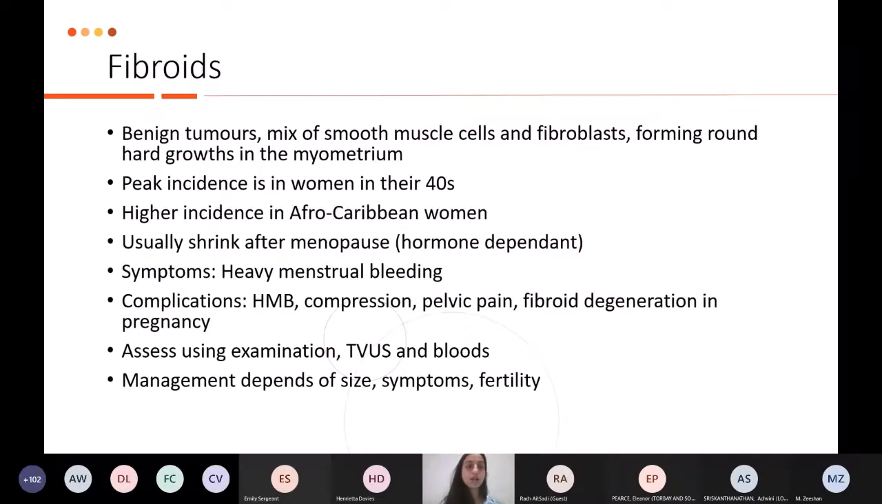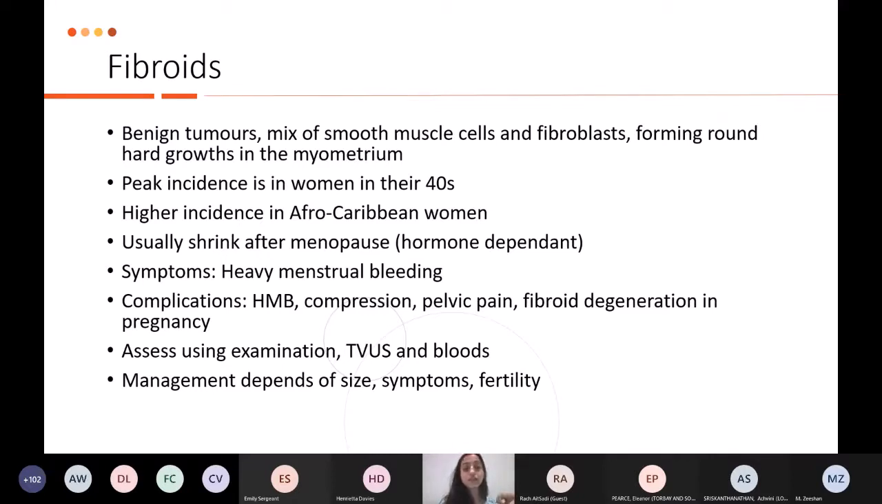Thinking about fibroids. So fibroids are basically benign tumors. They're a mix of smooth muscle cells and fibroblasts, and they form round, hard growths on the myometrium. And the peak incidence of them occurring is in women in their 40s. But they can happen at any point from when you start getting your periods. Usually a high incidence in Afro-Caribbean women as well. It's been found when I was reading on the NICE CKS. And usually they shrink after menopause because they're hormone dependent.